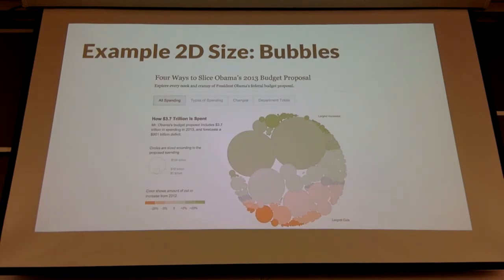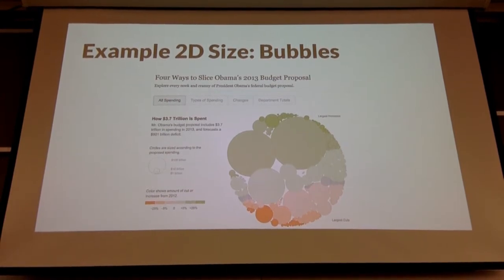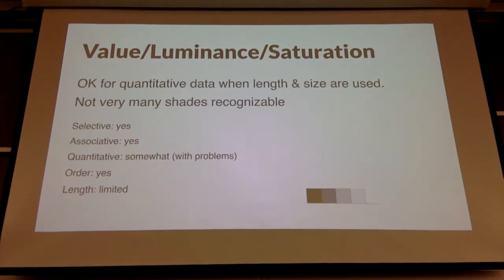So here is an example that we'll look at more closely at some point. Here we have the budget, the 2013 Obama budget proposal, and here size shows the different types of spending, all shown in one big bubble chart. We'll tease this chart apart at a later point in more detail.